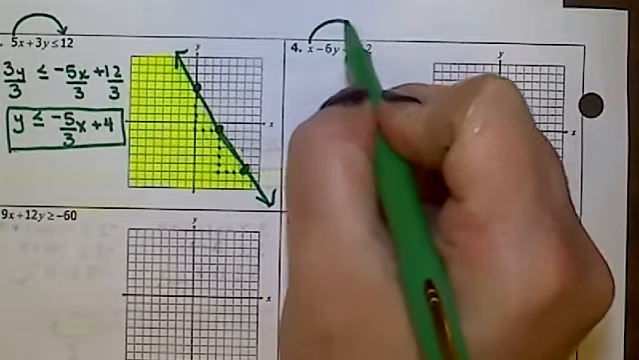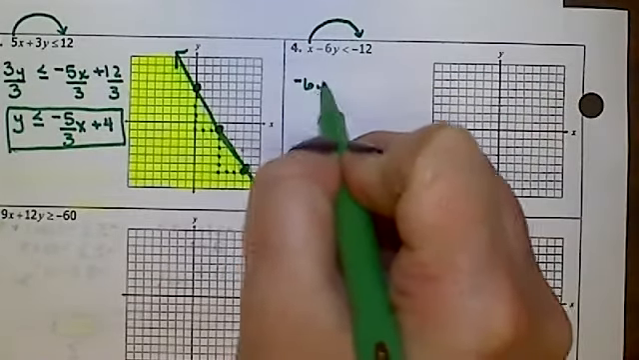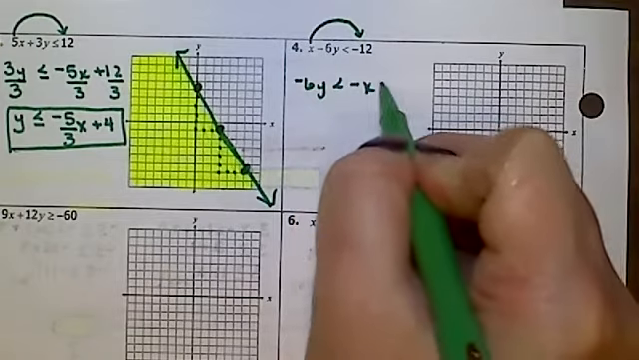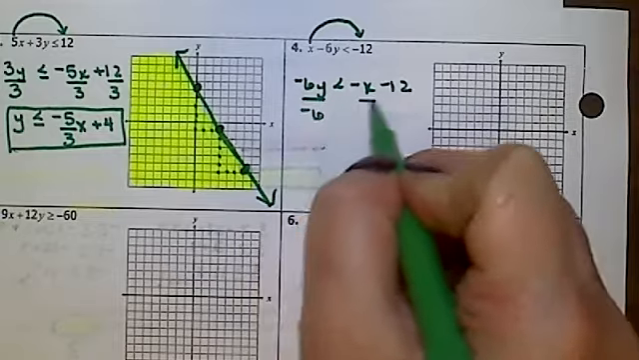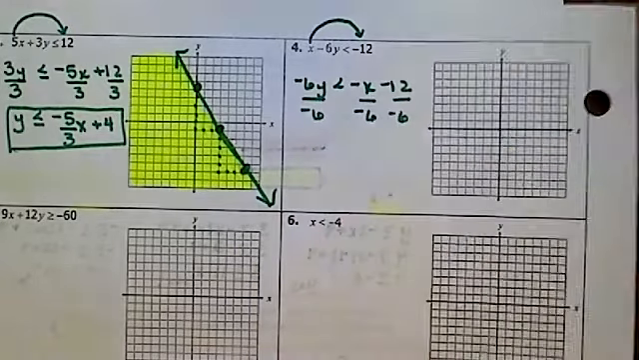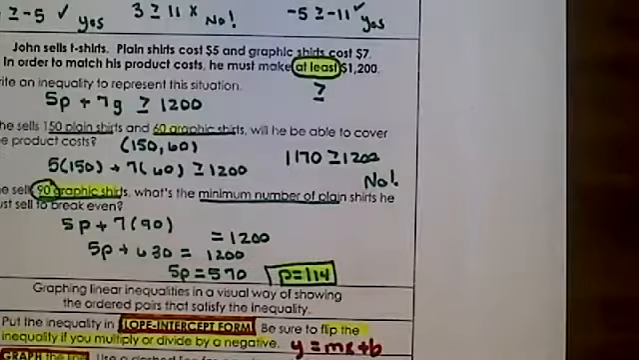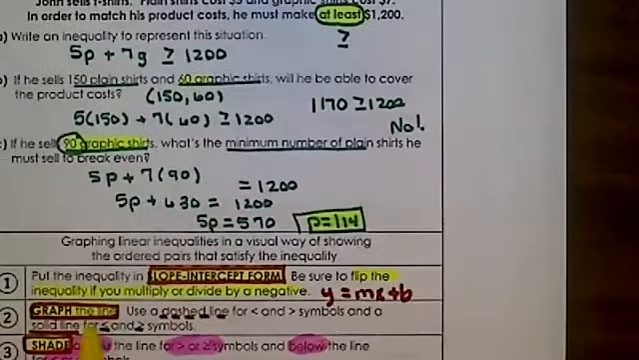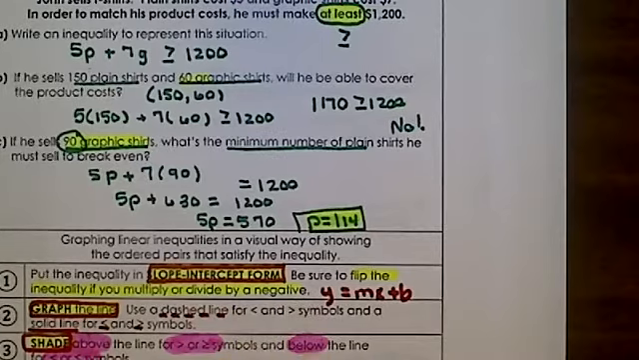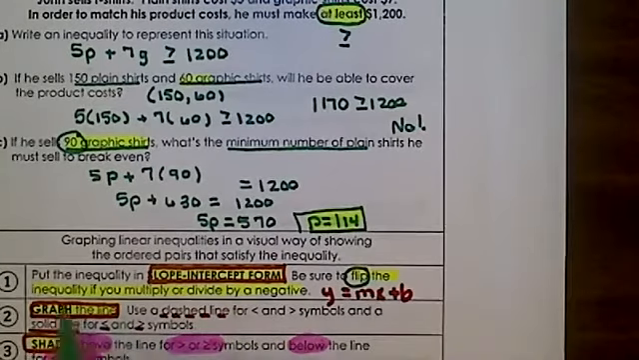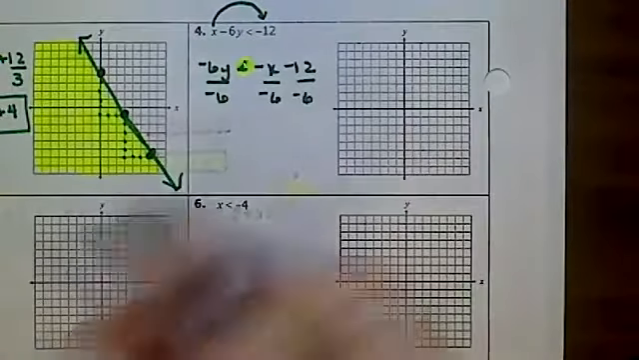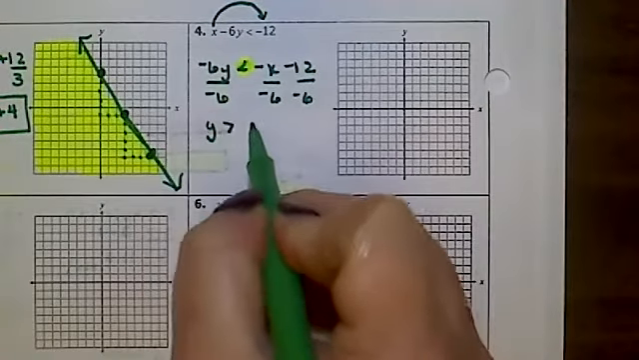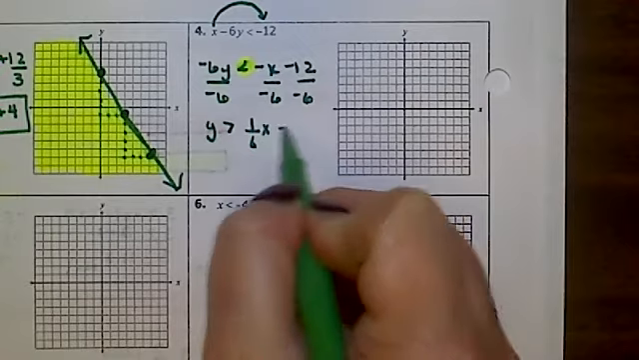Okay, so we're going to bring over the x. We have negative 6y is less than negative x minus 12. Now we're going to divide by negative 6. Now go back to this part here and pay careful attention to your notes. If you multiply or divide by a negative, don't forget to flip your inequality. Okay, so if you notice right here, we're dividing everything by this negative 6. So that's going to flip. We're going to have positive 1/6 x plus 2.